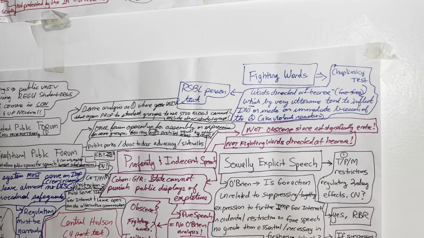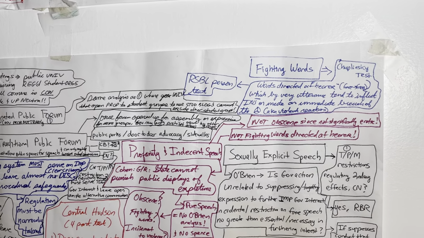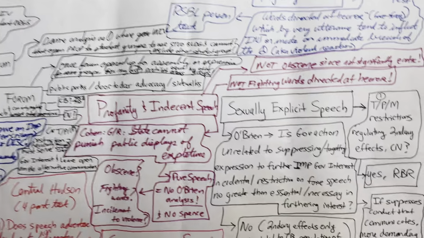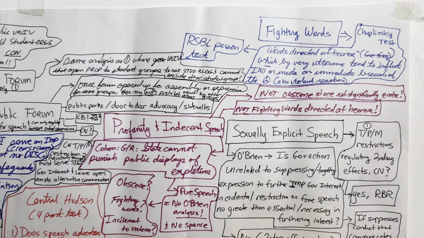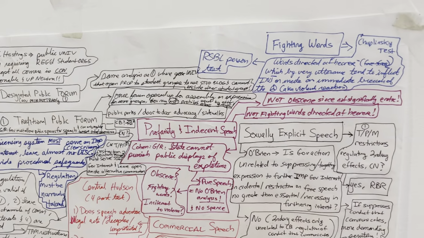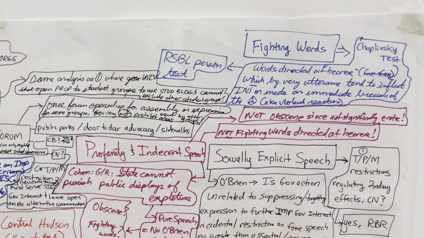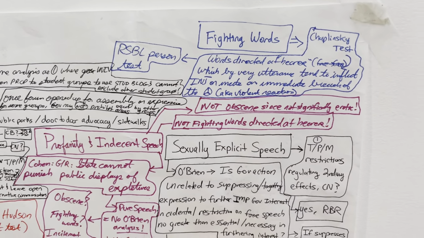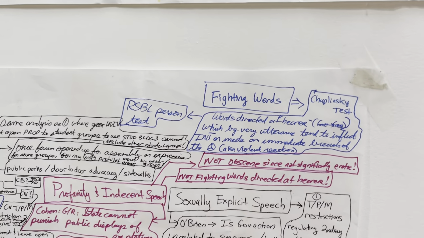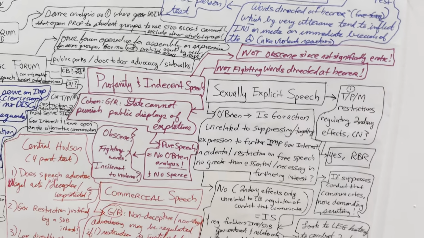Fighting words, the Chaplinsky test for fighting words, it's a reasonable person test. Whether or not those constitute fighting words, we look to the words directed to the hearer, and that hearer, we look to which by the very utterance tend to inflict injury or incite an immediate breach of the peace, a violent reaction. Under the Chaplinsky test, we look to the words directed to the hearer, and it's a reasonable person test, similar to our Miller test on obscenity. So a lot of these are related to the reasonable person test.